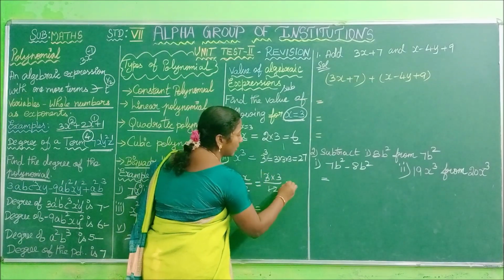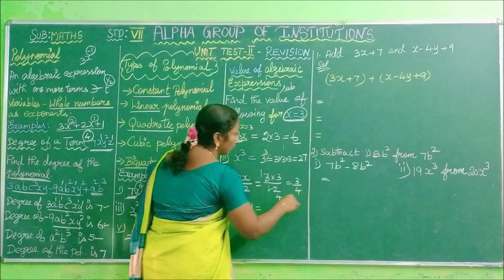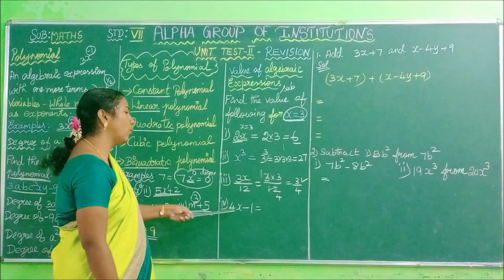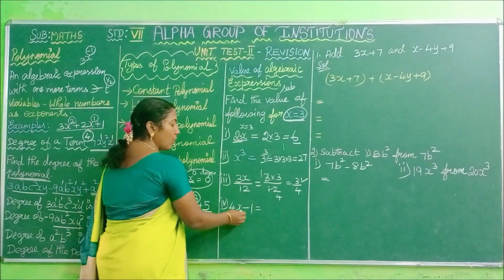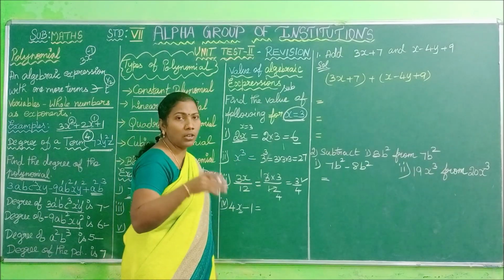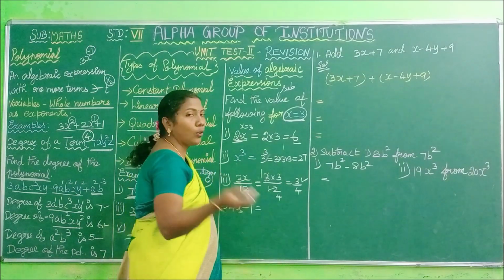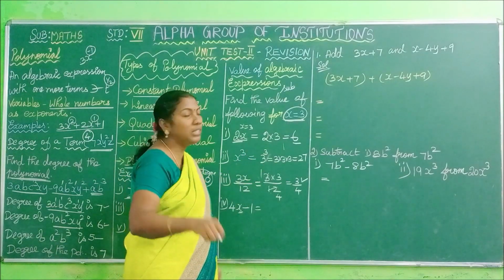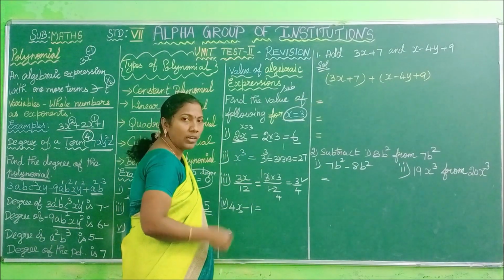So 1 into 3, 3 by 4. So our answer is 3 by 4. Do you understand children? See the last one, 4x minus 3. Instead of x, you have to substitute the value 3. Suppose in the question, if they give x equal to 2, then instead of x, you have to substitute the value 2. Suppose in the question, if they are giving x equal to minus 1, you have to substitute the value minus 1 instead of x.